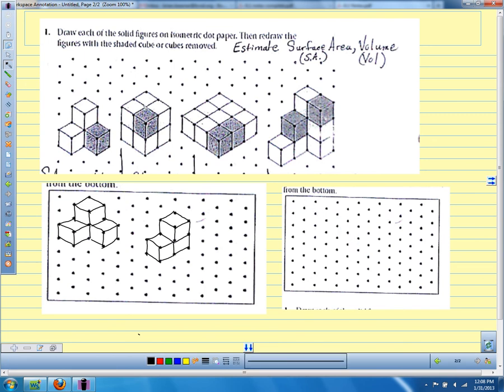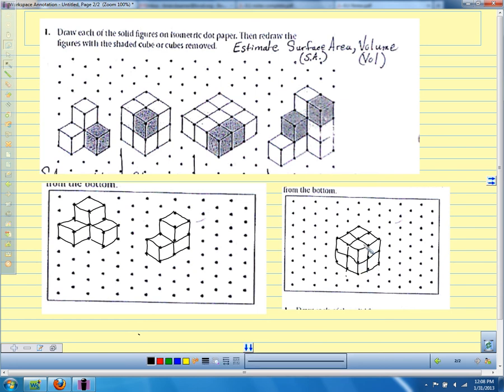So because this goes across 2 dots, I could just draw the original shape like so. I'm just going through 2 dots, connecting 3 dots at a time. And there's my original shape drawn. And then it wants you to remove that front cube.